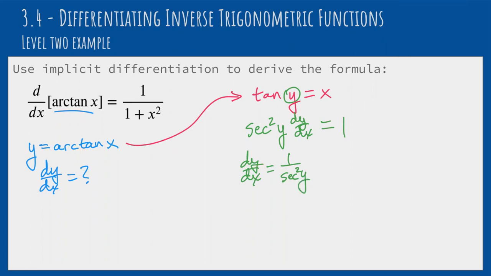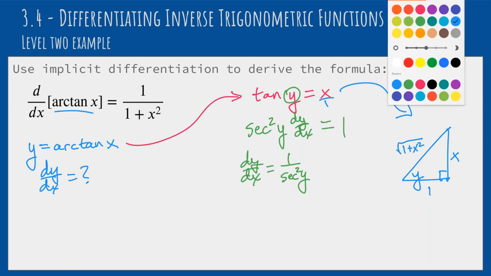I'm going to use the same trick that I did with the arcsine function, and this time I'm going to use the equation here, tangent of y equals x, to build my triangle. Tangent of y means that y is the angle. Tangent is opposite over adjacent, so I'm going to call those x and 1. And then using the Pythagorean theorem, the hypotenuse is going to be the square root of 1 plus x squared.